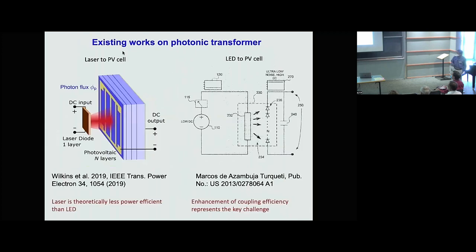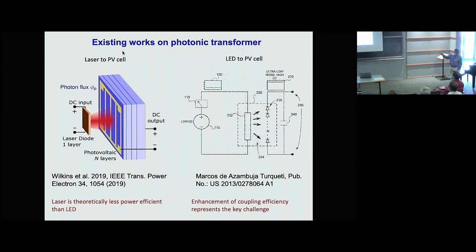Now, at this stage, it would be useful to actually comment on existing work on this idea. People have actually thought about doing the same experiment with a laser driving a photovoltaic cell. But fundamentally, on the theoretical side, an LED is actually an engine that can suck heat from the environment, and the laser does the opposite. So thermodynamically, a laser is less power efficient than an LED.